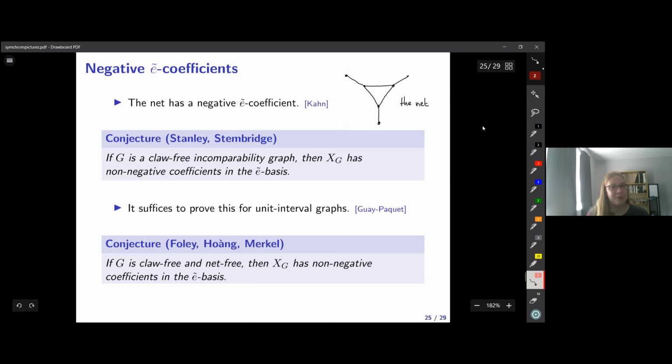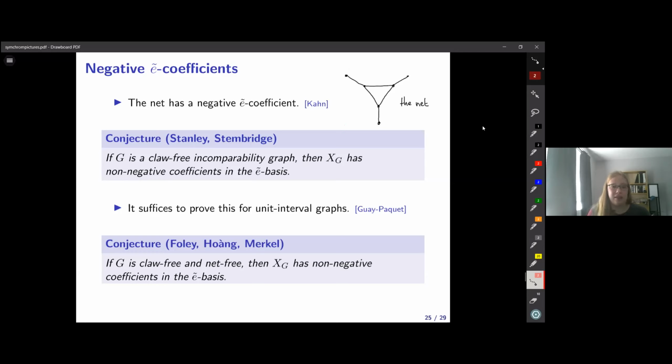It would be enough to prove that xg has non-negative coefficients in the E basis for unit interval graphs, which from a graph perspective seems outrageous because those things are so easy to color. Clearly, we should be able to say something about this, but as of yet, we can't.